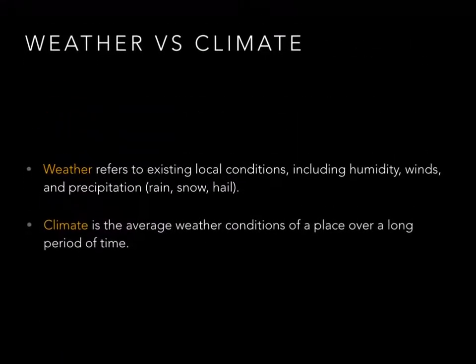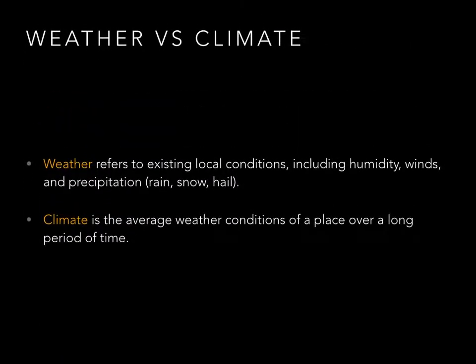Weather and climate. Weather versus climate. Weather is the existing local conditions, including humidity, winds, and precipitation. It's the conditions pretty much right now or for the upcoming week. Climate is the average weather conditions of a place over a much longer period of time.